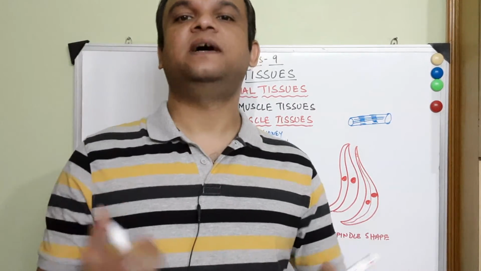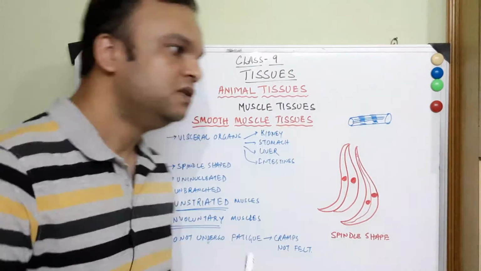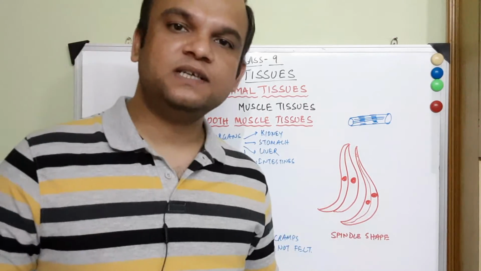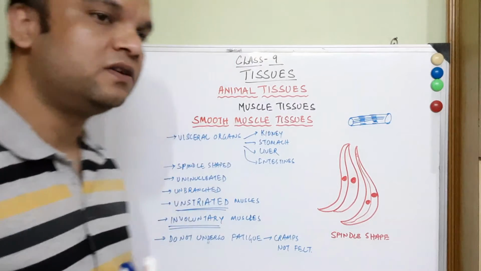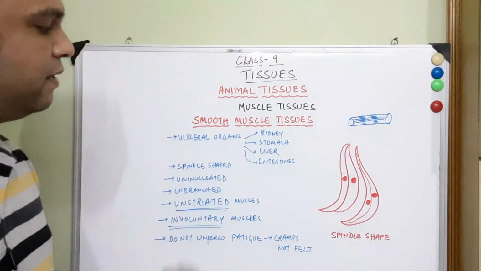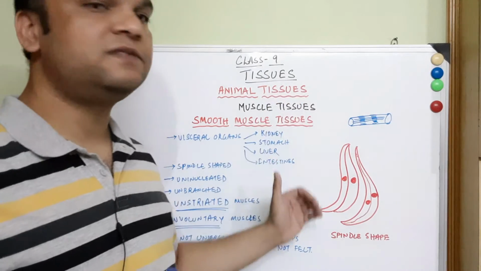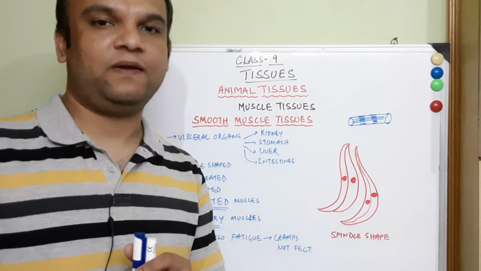Okay students, so that is all on the topic of smooth muscle tissue. We have discussed the structure. Also we have discussed the characteristic properties. Also we have seen the differences between the smooth muscle tissues and the skeletal muscle tissues in a very brief manner.